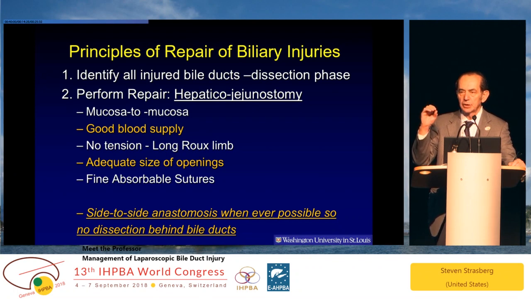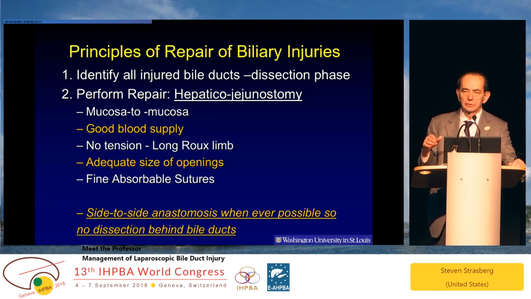especially when the repair is done late, when you want to sew to the end of the bile duct, you often have to dissect behind the bile duct to free it, and that will devascularize the bile duct potentially. If you just find the front of the bile duct and open it longitudinally, you get a good opening, and you do not need to dissect behind the bile duct.